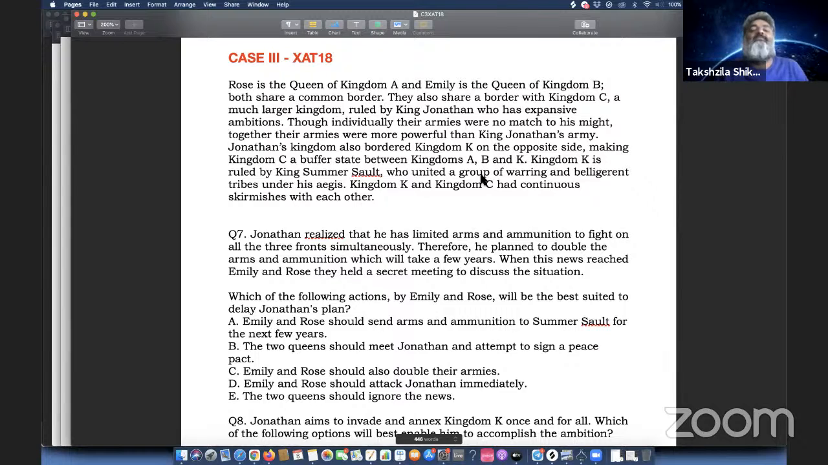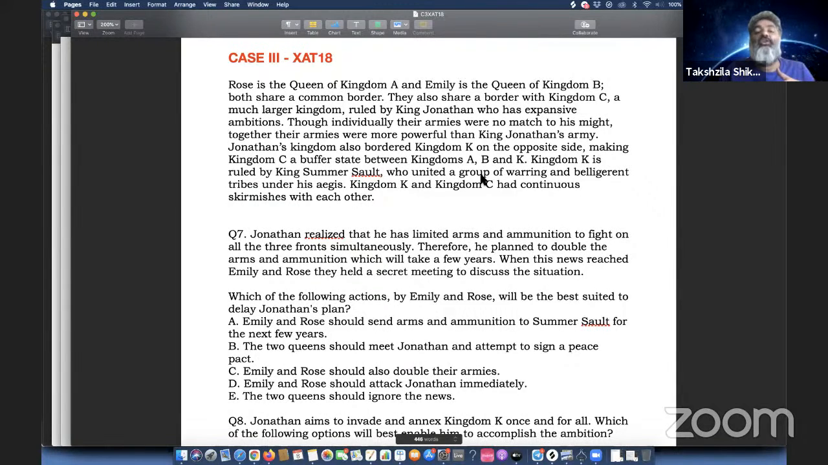Rose is the queen of Kingdom A. Emily is the queen of Kingdom B. Both share a common border. So A and B are together, they have a common border. They also share a border with Kingdom C. Draw it out for yourself if you would like that. A much larger kingdom ruled by King Jonathan, who has expansive ambitions. Though individually their armies were no match to his might, together their armies were more powerful than King Jonathan's army. So if the two queens stick together, they are stronger than Jonathan's army.